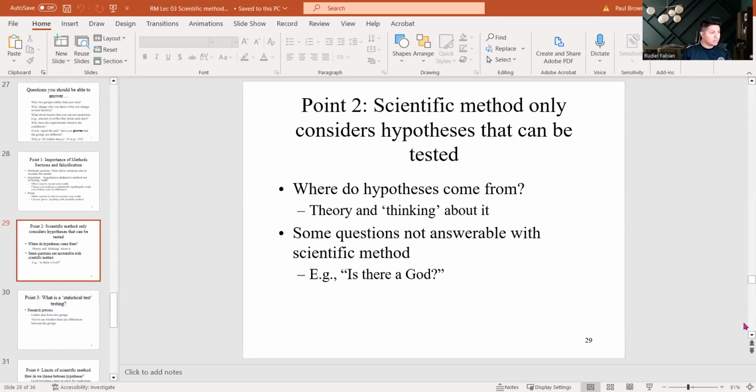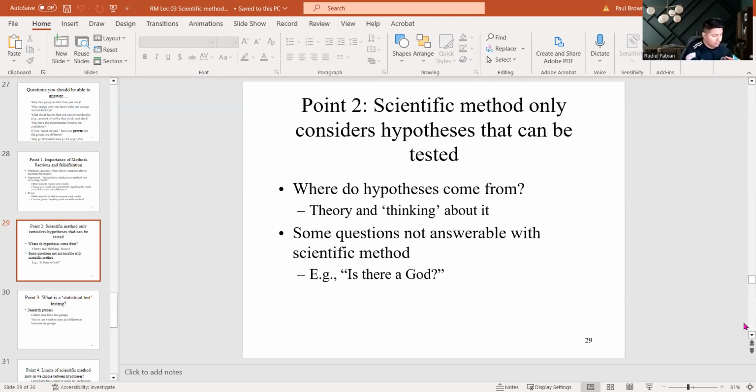All right, second thing, scientific method only considers things that can be tested. So we talked about this idea of how you can test whether there's a God or not. And I'm feeling confident in saying that you can't come up with a test for whether there's a God or not.